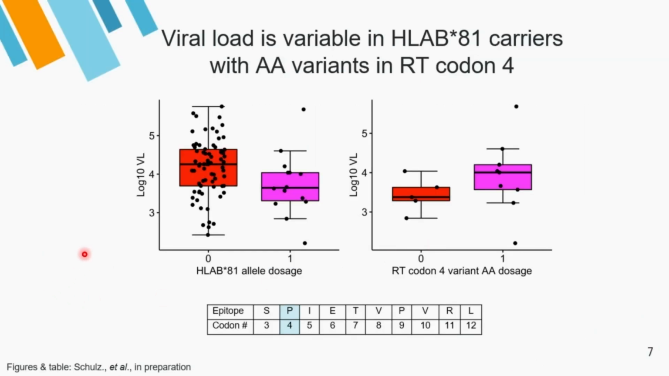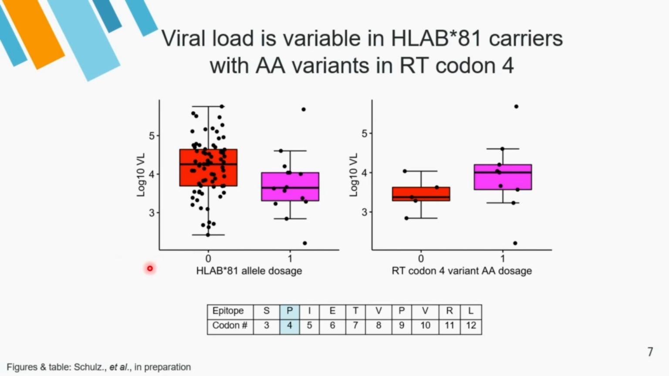The next thing we wanted to look into was how viral load would be affected by host allele dosage or variant amino acid dosage as a better way to visualize viral escape. And so the first thing we found was that viral load was variable in HLA-B81 carriers and also carriers that had variant amino acids in reverse transcriptase codon 4. And so that trend is better shown in the box plots below.